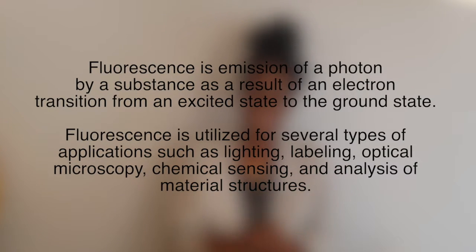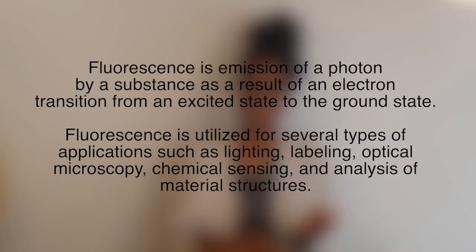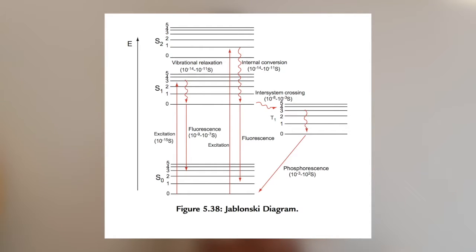And fluorescence is utilized for several types of applications, such as lighting, labeling, optical microscopy, chemical sensing, and maybe the analysis of material structures. But there's a diagram that is often used to illustrate the energy levels of a specific molecule, and this diagram is called the Jablonski diagram. In this diagram, the transitions between energy states are indicated by arrows, and the transition associated with fluorescent excitation or fluorescence emission is indicated by a straight arrow.